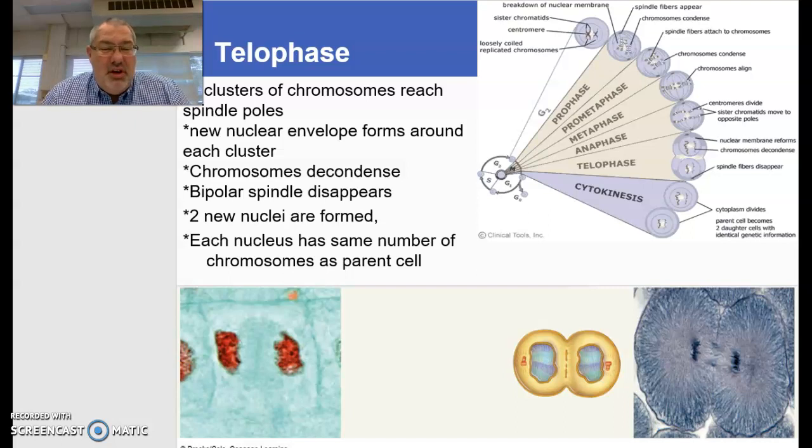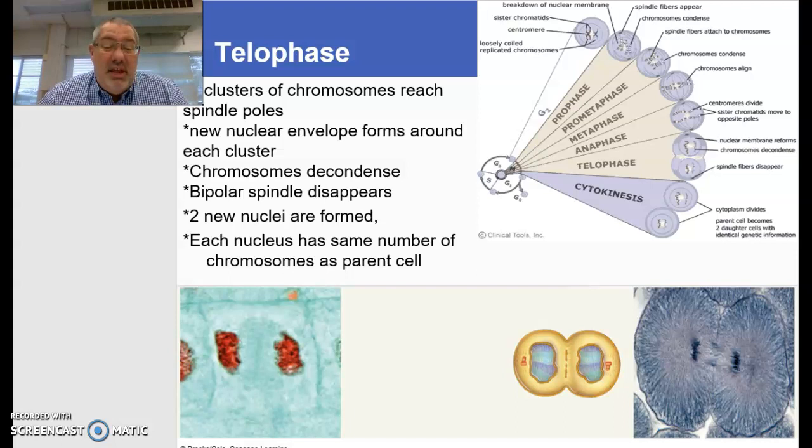The last portion of mitosis is telophase. Each cluster of chromosomes reaches the pole. A nuclear membrane will develop around these clusters. The chromosomes will decondense and form chromatin, long stringy strands of DNA that basically unwrap around the histone proteins. The spindle fibers will disappear. They're no longer necessary.